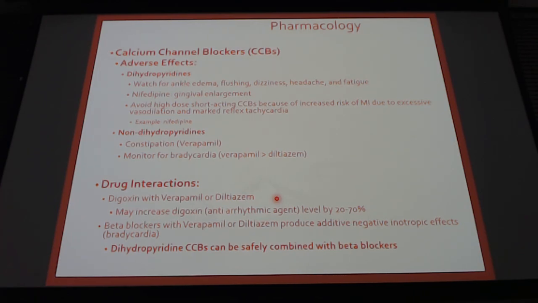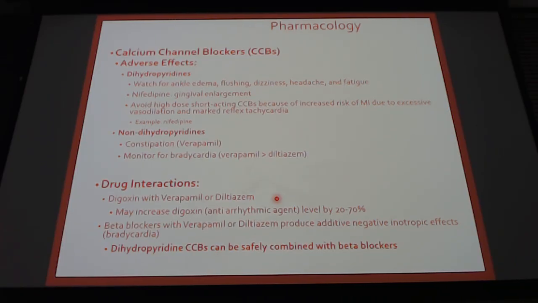I'm not going to make you remember what's short acting and what's long acting. Just remember that this is an adverse effect that could occur if you use a short acting calcium channel blocker. And if it comes up, it will say short acting calcium channel blocker. We are not going through all of that, it's too much, okay?